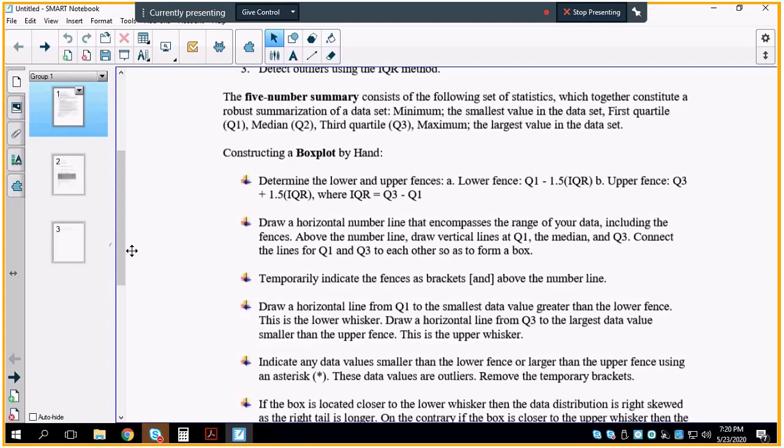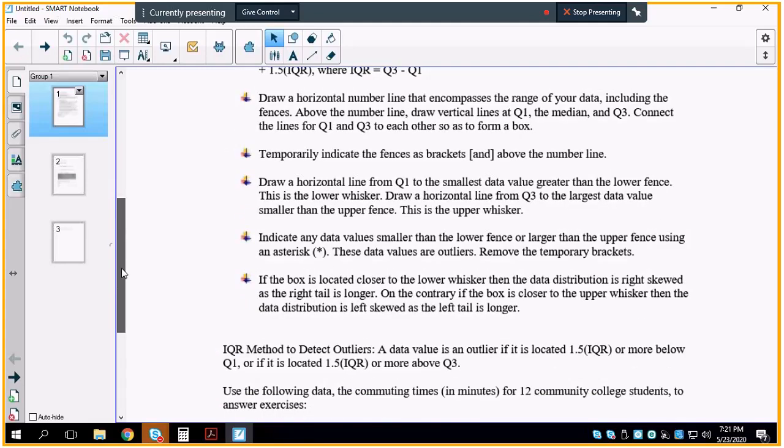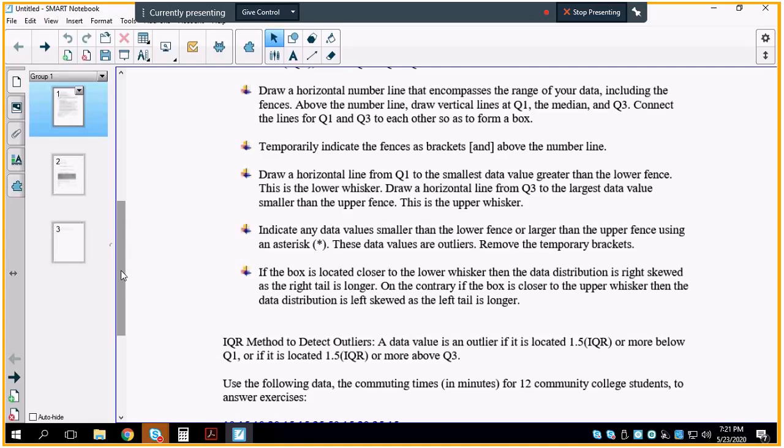Draw a horizontal line that encompasses the entire range of the data, including the fences. Above the number line, draw vertical lines at Q1, the median, and Q3. Connect the lines for Q1 and Q3 to each other so that it forms a box. Temporarily indicate the fences by brackets, lower bracket for the lower fence and upper bracket for the upper fence, above the number line.